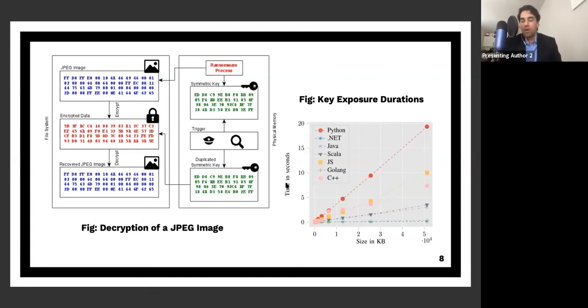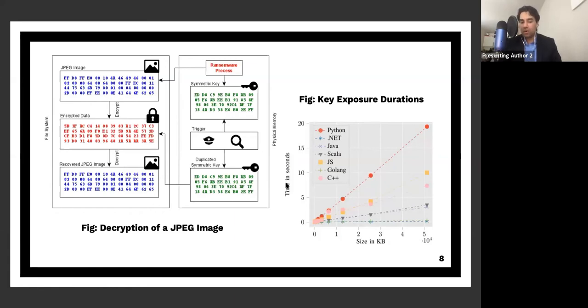On the right, you see key exposure durations. As you can imagine, key exposure in memory is highly ephemeral. Things are changing constantly, so the key won't be exposed forever. That means we have a limited time window before which the key would disappear.